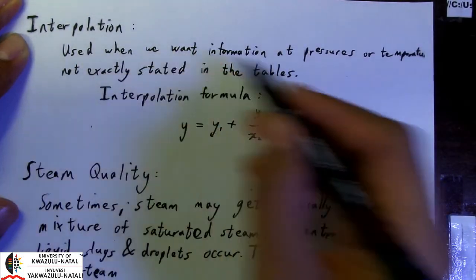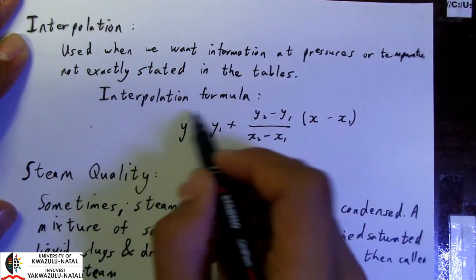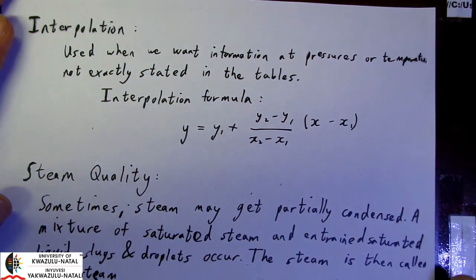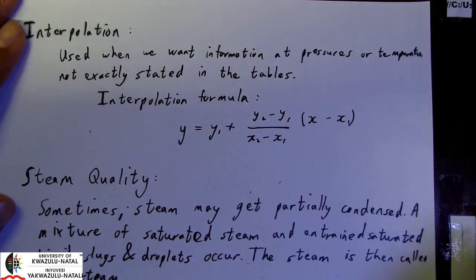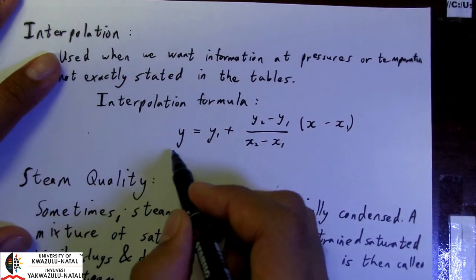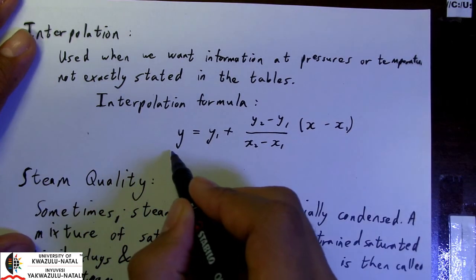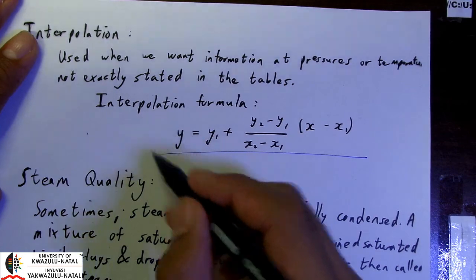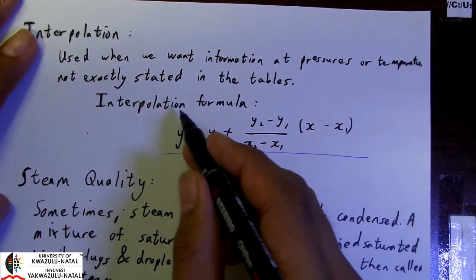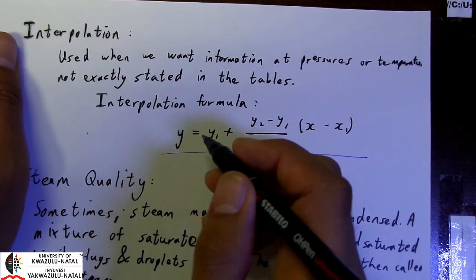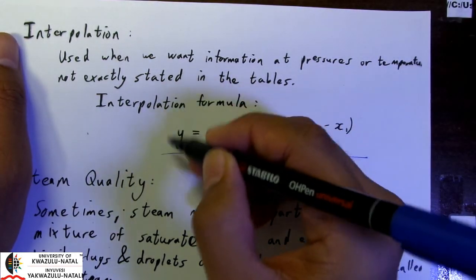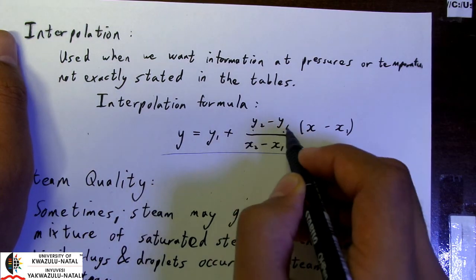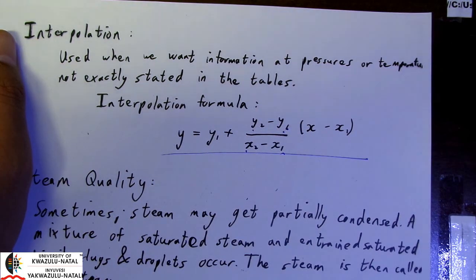Which we can easily express here. Remember, when we interpolate, we are assuming that since we are working over such a narrow range, we can apply the straight line equation. So this is our interpolation formula for obtaining, for example, enthalpy or specific volume or internal energy at any intermediate temperature or pressure. And we have our two bounds which we actually know, or y2, y1, x2 and x1.